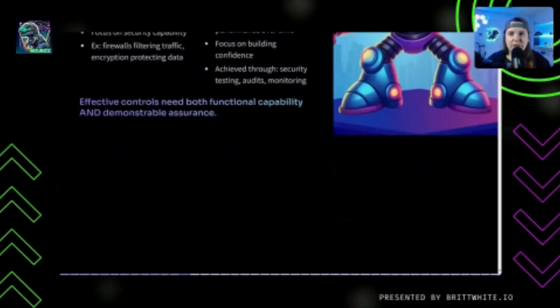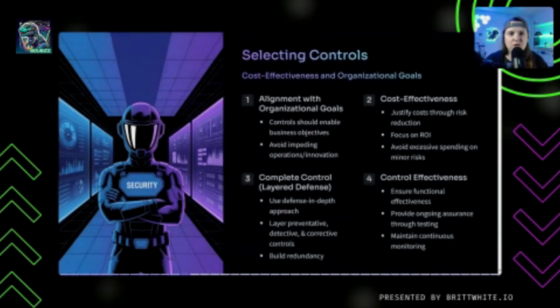Now, choosing the right security controls is a balancing act. We want strong security, but also usability, cost effectiveness, and alignment with the business objectives. Let's review some key criteria for selecting controls. First, security controls should enable the organization's business objectives, not hinder them. Controls should facilitate business operations, not create unnecessary roadblocks or impede innovation. A control that completely blocks all employee access to the internet might be very secure, but utterly impractical and detrimental to productivity for most organizations.